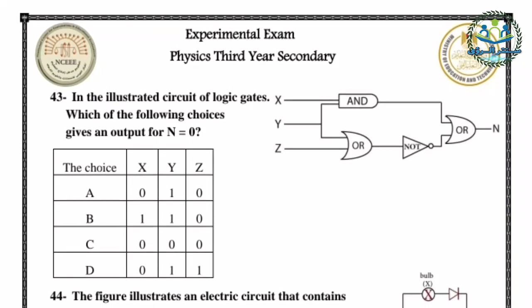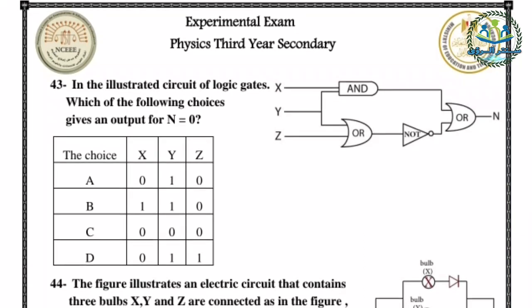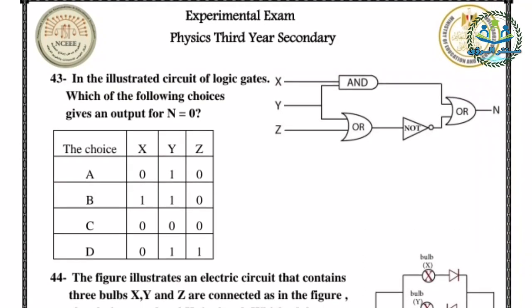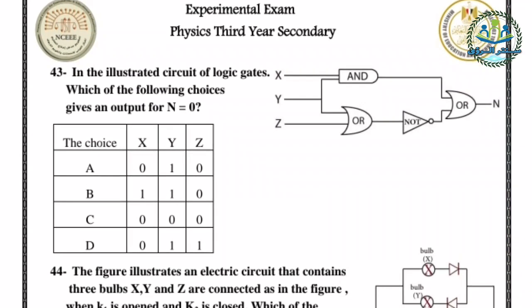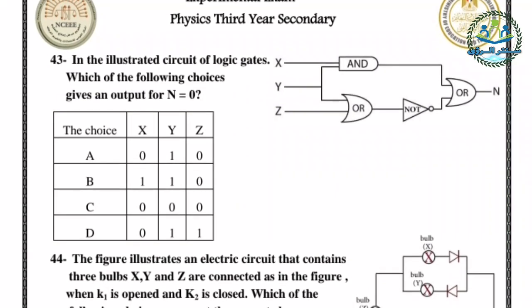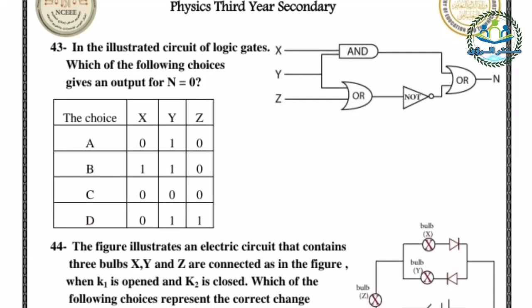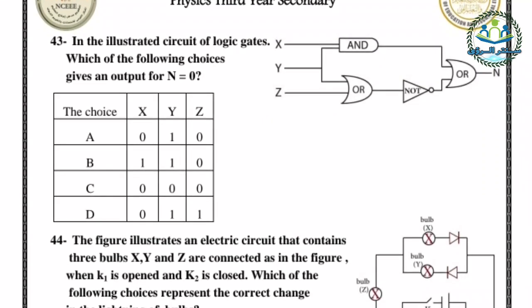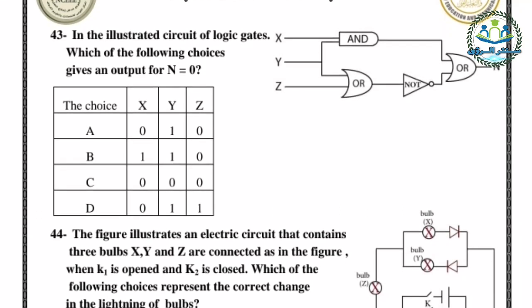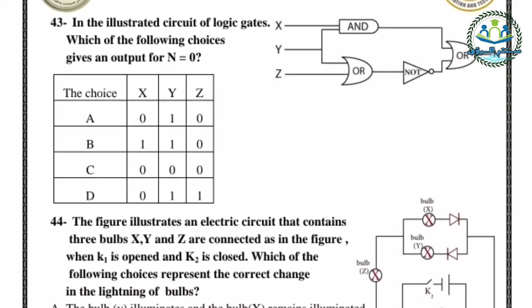43. In the illustrated circuit of logic gates, which of the following choices gives an output for n equals 0? The choice X, Y, Z. A 0, 1, 0. B 1, 1, 0. C 0, 0, 0. D 0, 1, 1.